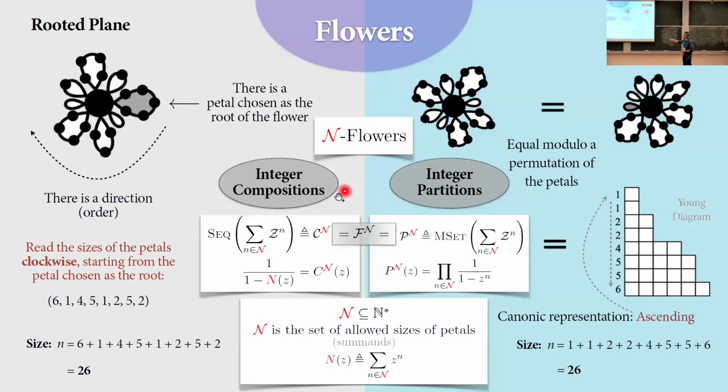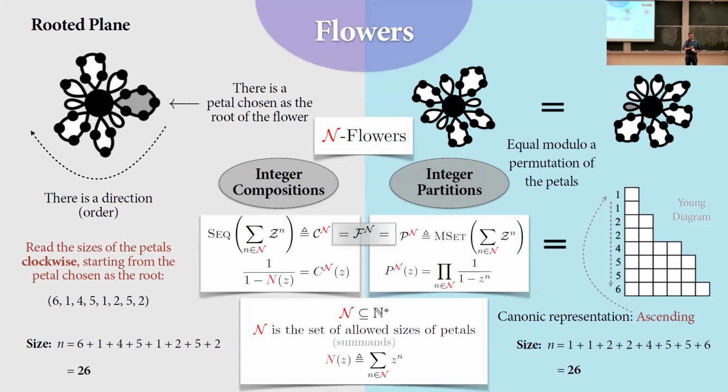And now let's talk about flowers. There will be 2 types of flowers. They look like this. So there will be rooted plane flowers. These are graphs like this, and you pick a petal, and then you read the size of the petals clockwise. So the rooted plane flower is completely determined by a sequence of positive numbers. So we are just talking about integer compositions, right? On the other hand, we have non-plane flowers. All flowers are equal modulo the action of the symmetric group on the number of petals. So non-plane flowers are just integer partitions.